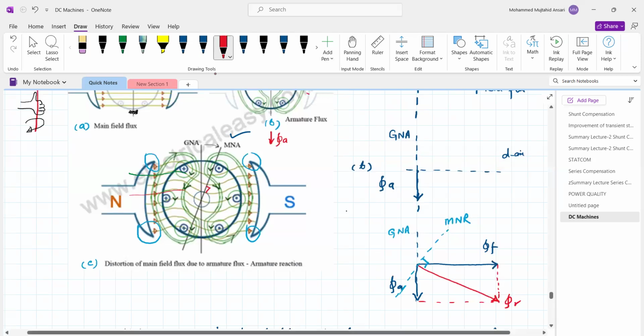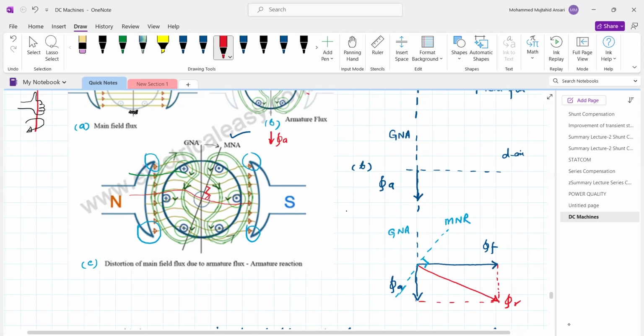Here it is not uniform, whereas it is tilted. Because of this tilting of the main magnetic flux, the magnetic neutral axis gets shifted, because the magnetic neutral axis is the axis which is perpendicular to the magnetic flux. So here this is the perpendicular. This is the downward armature magnetic flux, this is the main magnetic flux, and this is the resultant flux.